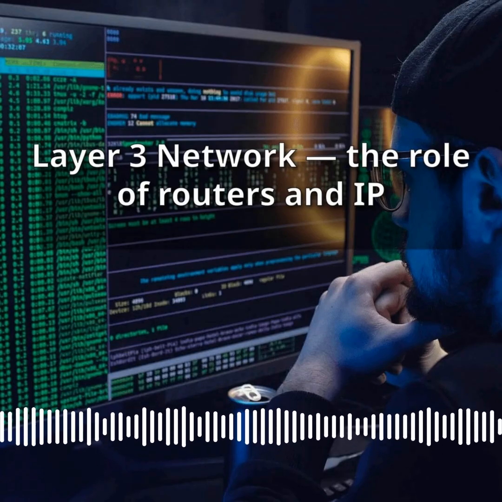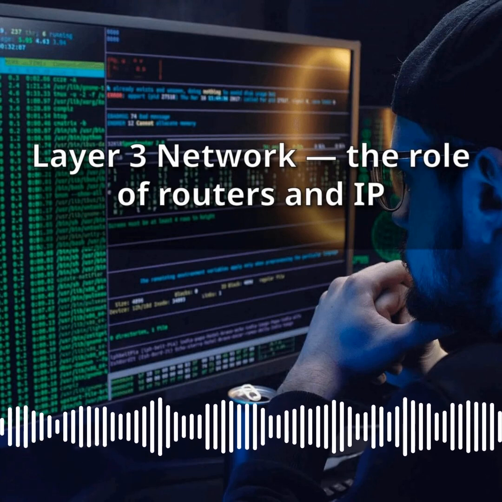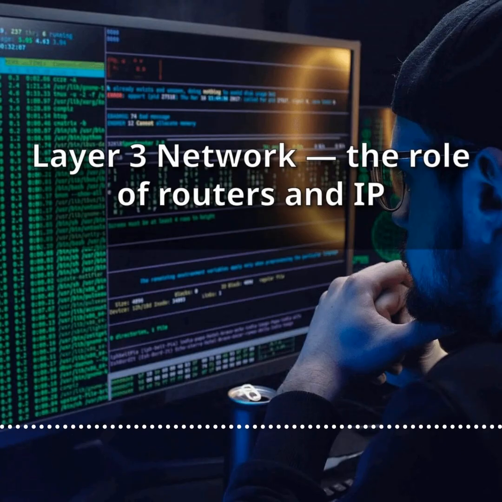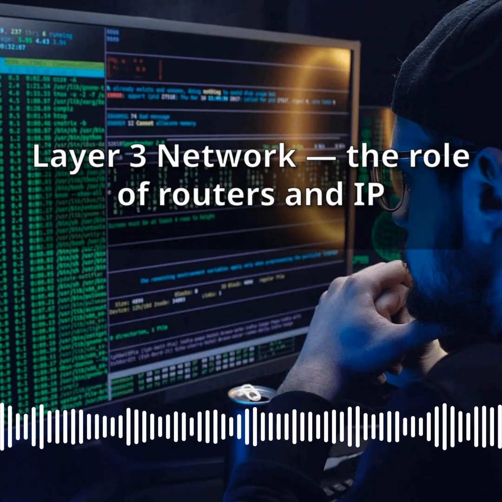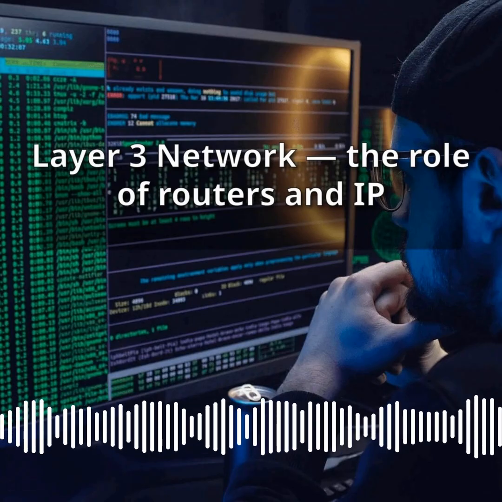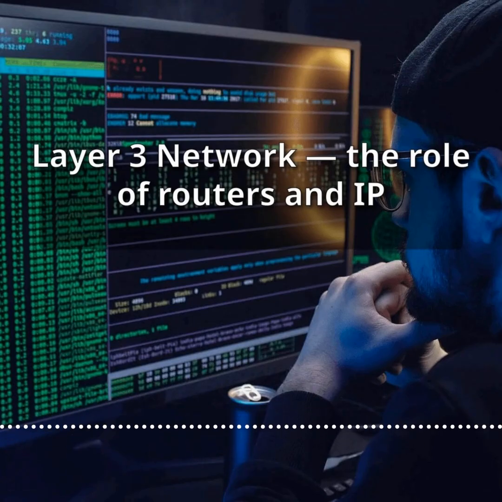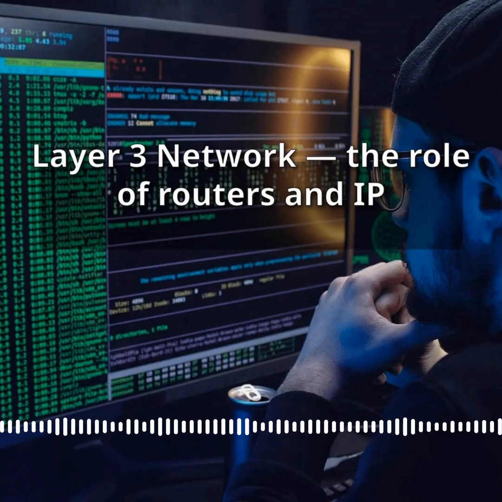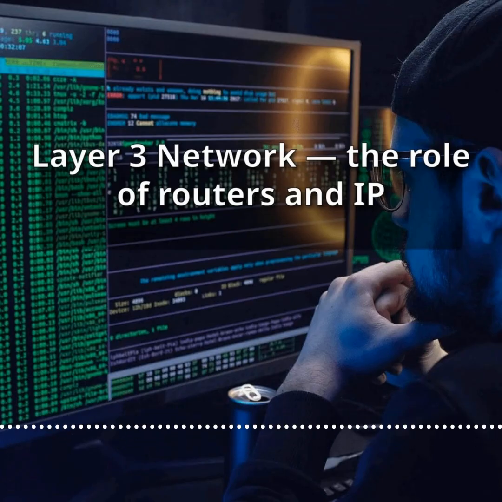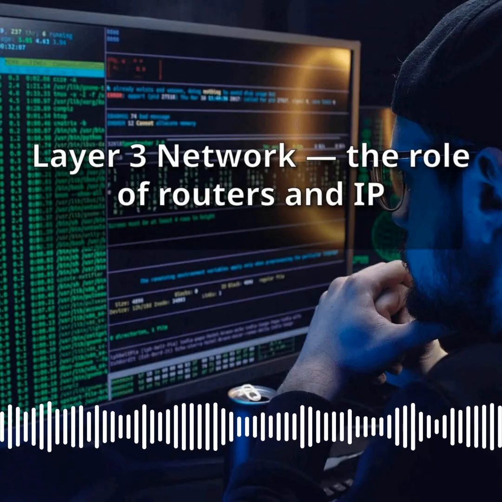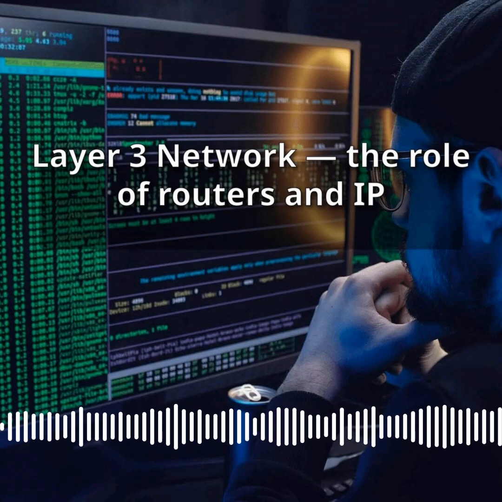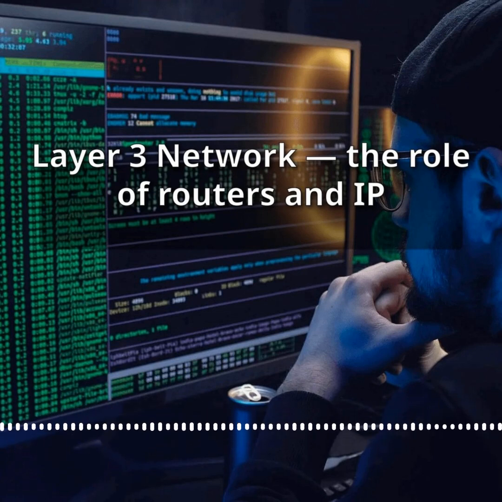An IPv6 address is a 128-bit number, written in hexadecimal notation separated by colons, for example, 2001:0db8:85a3:0000:0000:8a2e:0370:7334. IPv6 was designed to solve the exhaustion of IPv4 addresses and provides an astronomically larger address space.